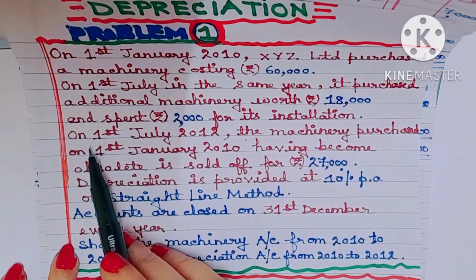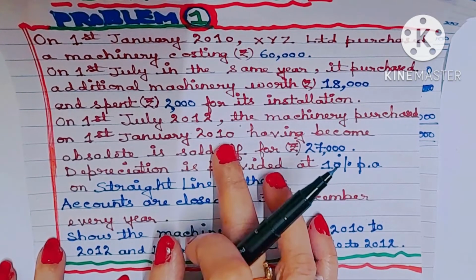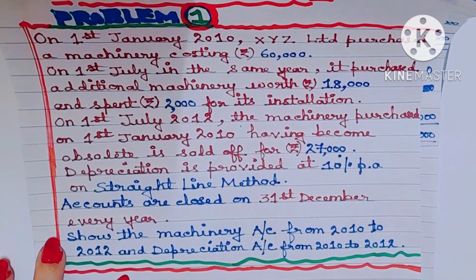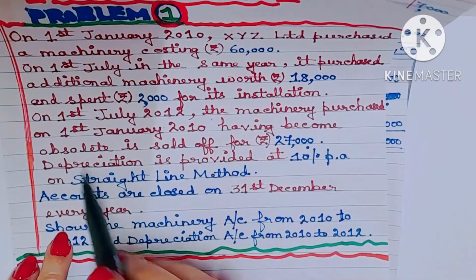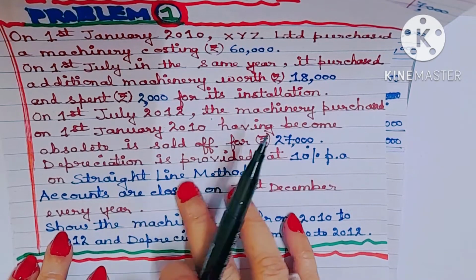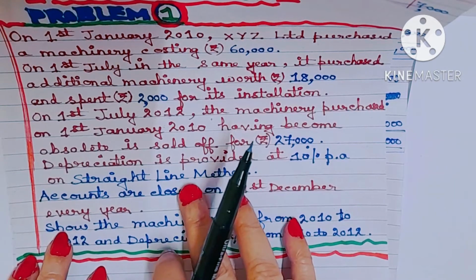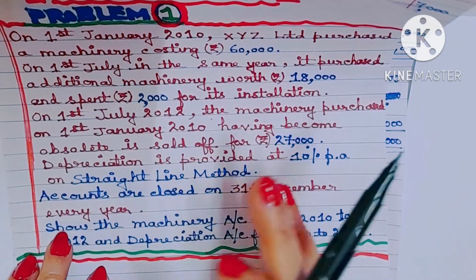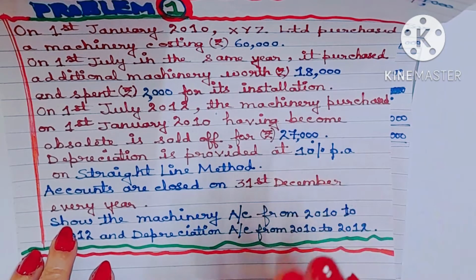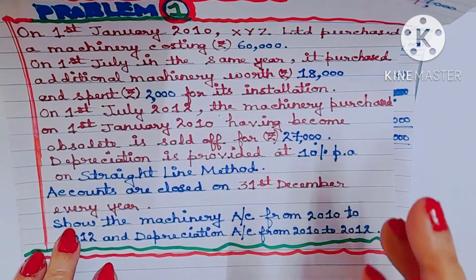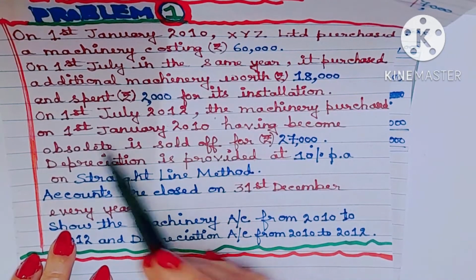On 1st July 2012, the machinery purchased on 1st January 2010 having become obsolete is sold for rupees 27,000. What is obsolete? Obsolete means outdated or no longer needed because something better or newer has replaced it. Better machinery এসে গেছে, সেই জন্য XYZ লিমিটেড ওই মেশিনটাকে সেল করে দিচ্ছে, ফার্স্ট মেশিনটাকে। সো XYZ লিমিটেড ফার্স্ট মেশিনারিটাকে সেল করে দিয়েছে। বিকজ আমি কি করে বুঝলাম ফার্স্ট মেশিনারি?